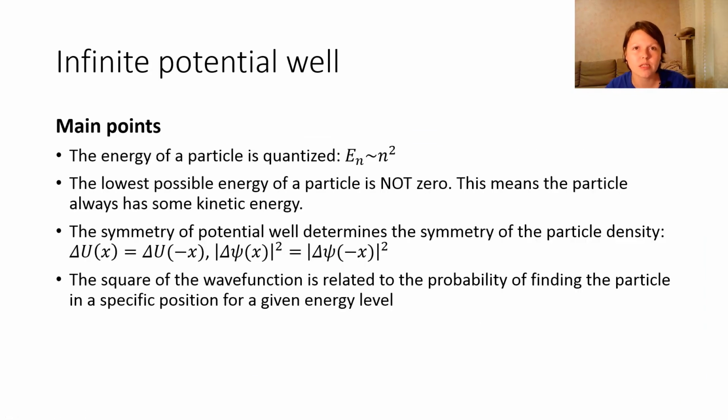So the main points from the previous part are the following. The energy of the particle is quantized. The lowest possible energy of the particle is not 0. This means that the particle always has some kinetic energy, even at 0 Kelvin temperature. The symmetry of the potential well determines the symmetry of the particle density. And the particle density is the probability of finding the particle in a specific position for a given energy level, which is represented by the square of the modulus of the wave function, this one.